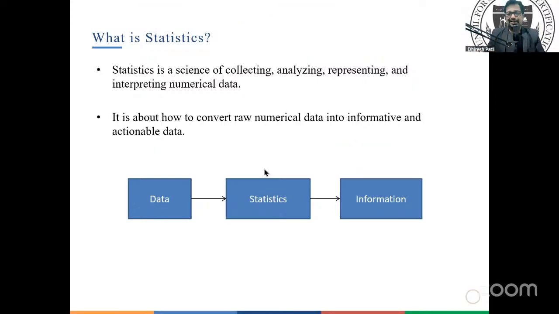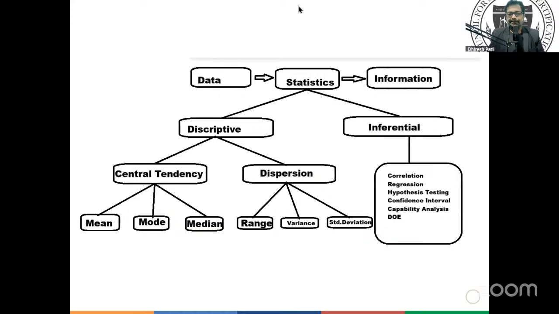When we enter into statistics, look at this. There are two parts of statistics. One is called descriptive statistics, the other is called inferential statistics. Now we have seen two types of data, continuous and discrete. That data goes into statistics. There are two types of statistics, one is descriptive, one is inferential. What is descriptive? Descriptive is about a small sample.